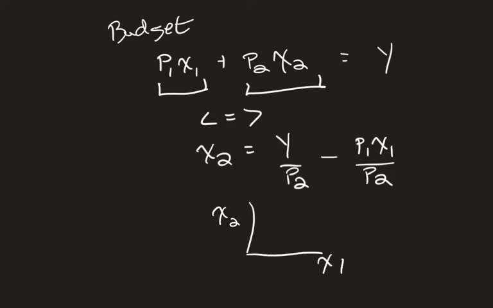Notice that it's a line in x1 with a slope of minus p1 over p2, which we call relative prices, which we call the marginal rate of transformation. It's how you're able to transform a little less good 1 into more good 2.